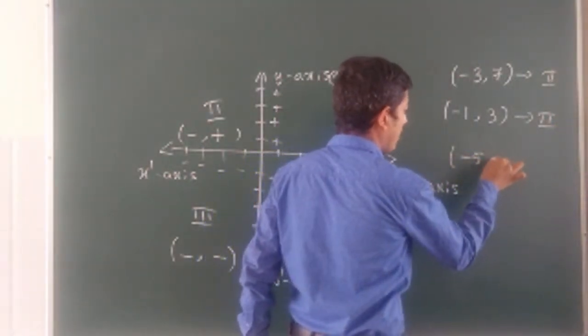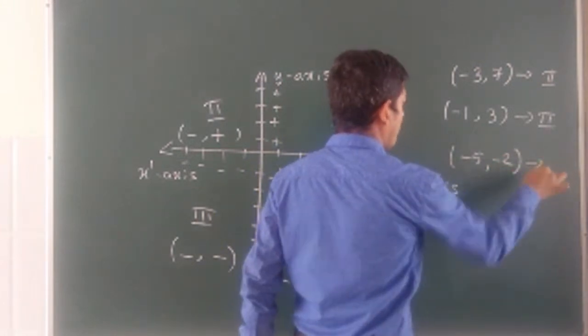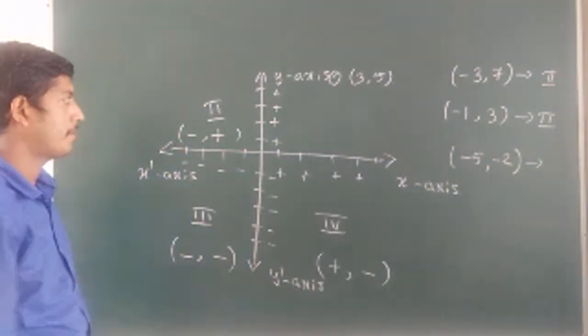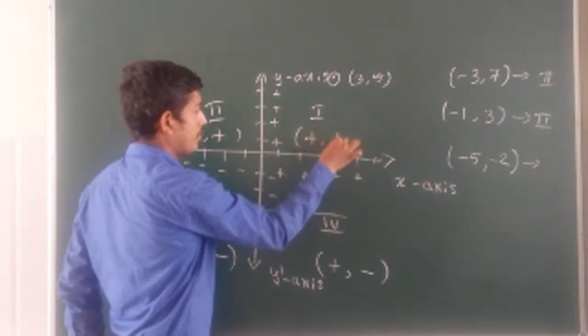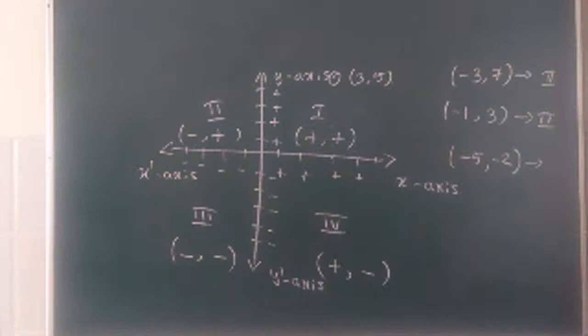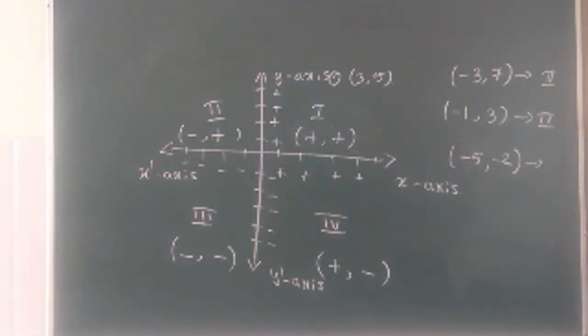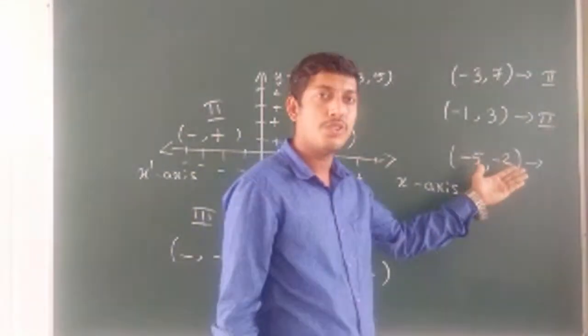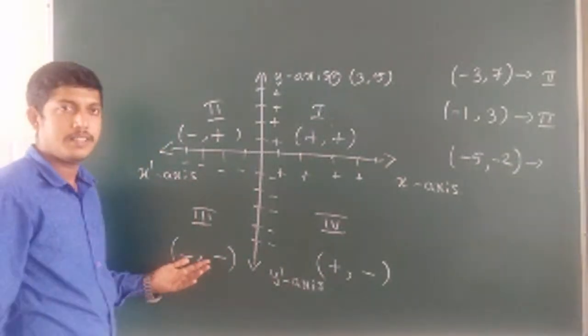Minus 5 comma minus 2 is present in which quadrant? Mustabeen, Ayman, Prajwal, Sinchana, Vishal gave the answer as third quadrant. As here x and y both are negative, therefore it is present in the third quadrant.